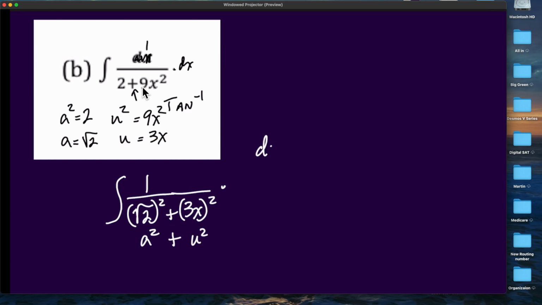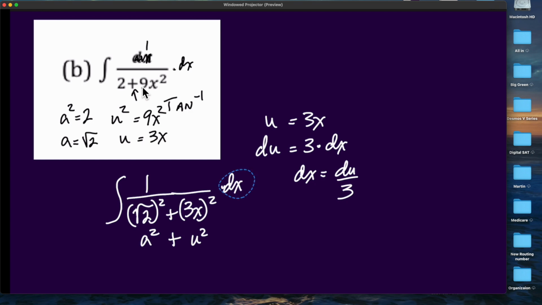And then here we're going to take du and take the derivative. If u equals 3x, then du is going to equal 3 times dx. So we're going to replace dx with du divided by 3. So what was dx is going to be removed. We're going to take du over 3, and then we're going to bring the 1/3 out in front, and this is going to be our integral. We're going to recognize that since we have an a squared and a u squared, this is inverse tangent. That is going to be in our solution.